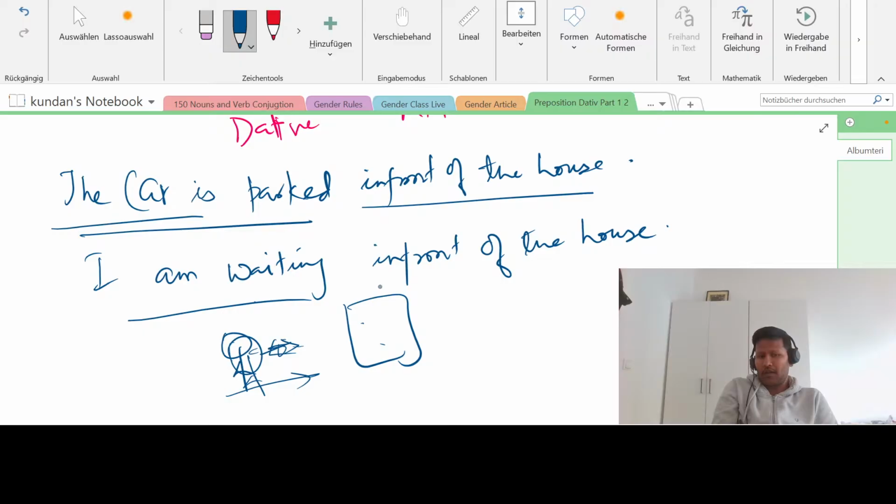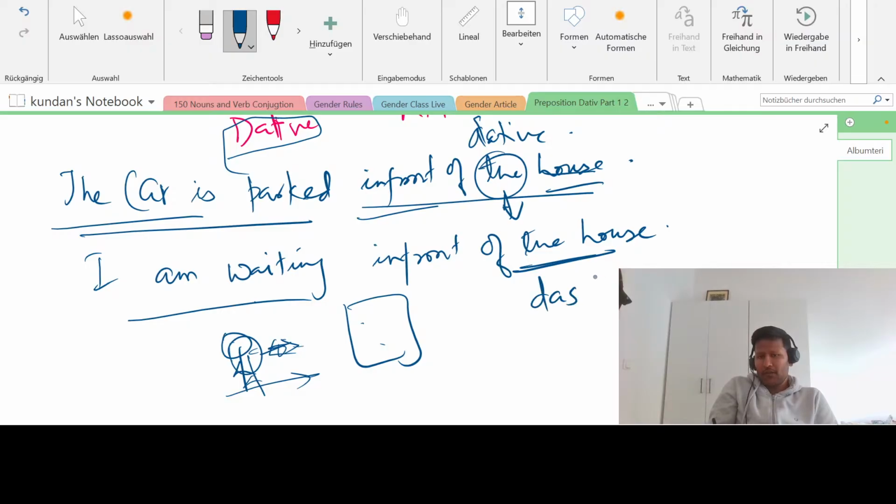So there's no movement. So location, and location means dative. So whatever is there after this, this article is in dative case. We will now see. And this house is what? The house in nominative is what? Das Haus in nominative. So this das will change. This das will change to what? Dative because of location. This das changes to dem. Dem Haus. Now let us see the sentence.